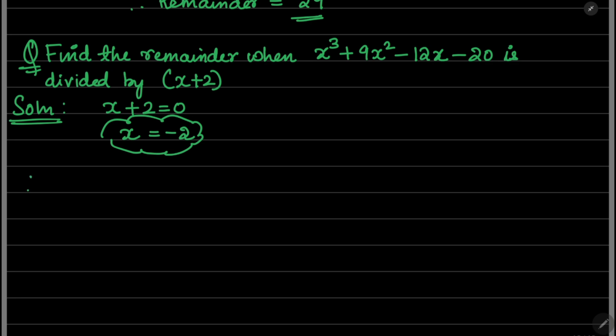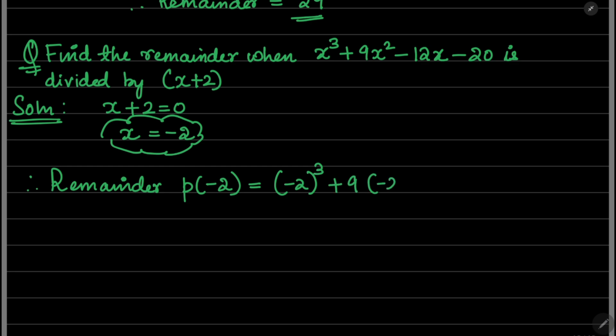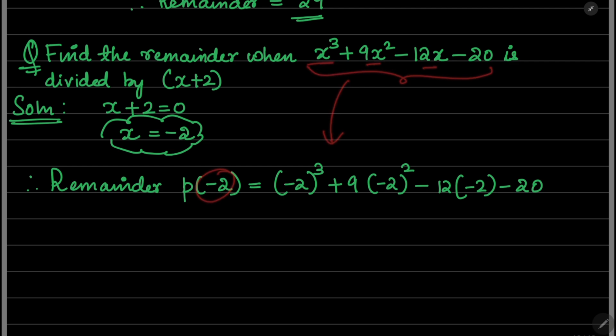Therefore, the remainder will be equal to p of minus 2. Simple. That's all. So minus 2 the whole cube plus 9 into minus 2 the whole square minus 12 into minus 2 minus 20. So what did I just do? In place of p of x, I have just substituted x equal to minus 2. In all of these x terms, just replace x with minus 2 and solve them, and that will be your remainder. Okay, so let's solve it.